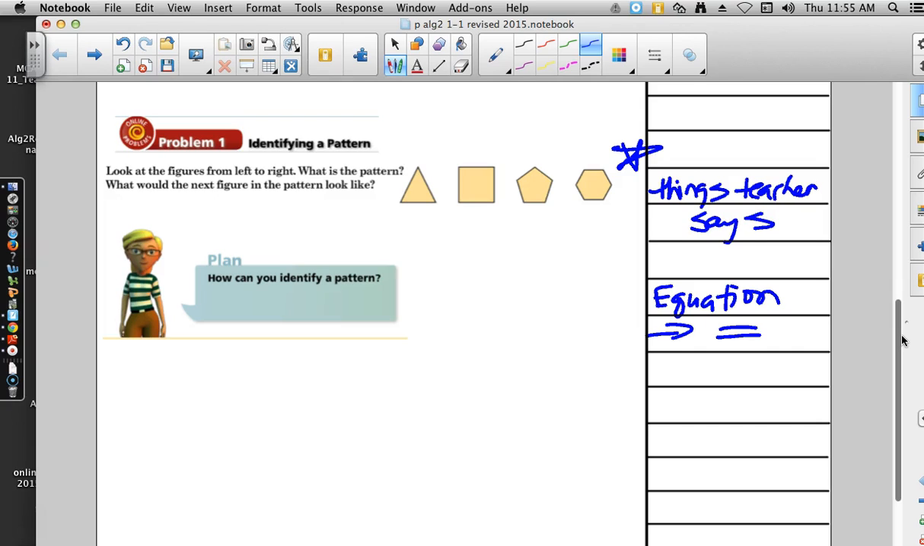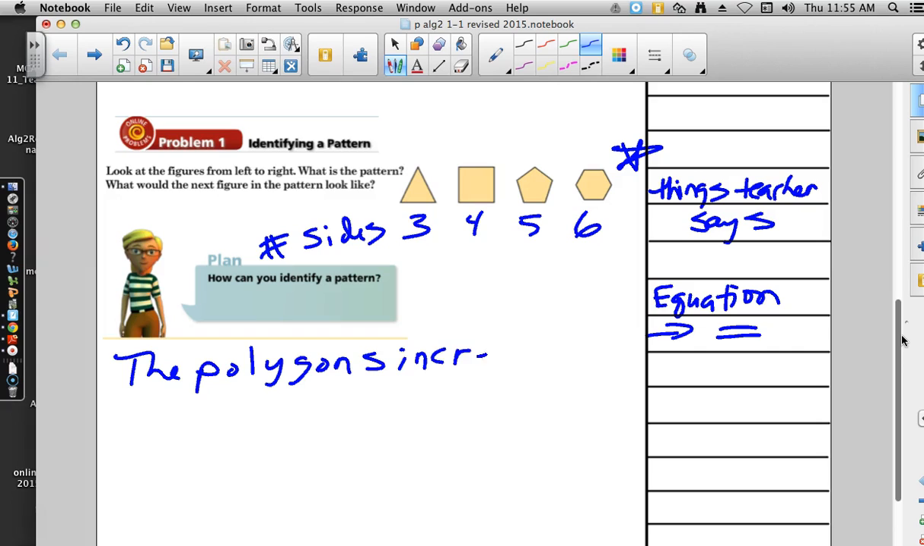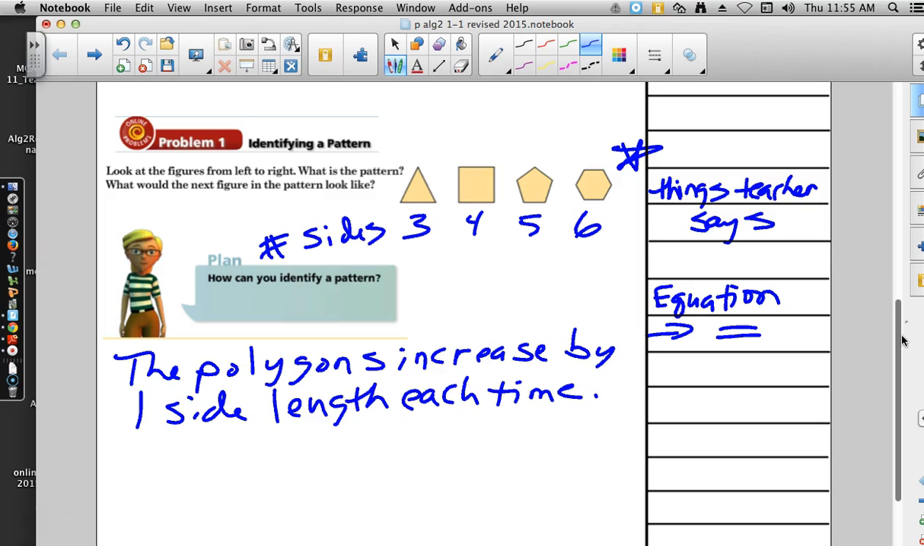And then we see a 5-sided figure, and that's called a pentagon, and a 6-sided figure, and that's called a hexagon. And we notice, hey, according to the number of sides, this one has 3, this one has 4, this one has 5, and this one has 6. So what is the pattern? The polygons increase by one side length each time. That's a description of what the pattern is doing.